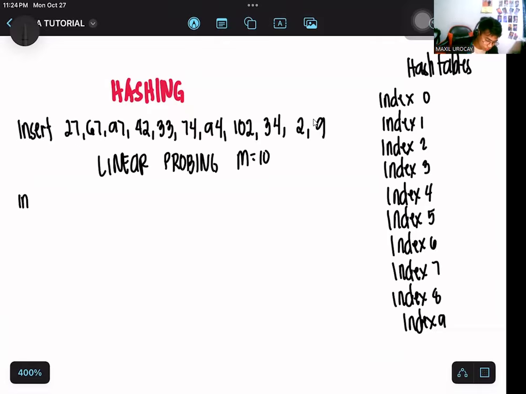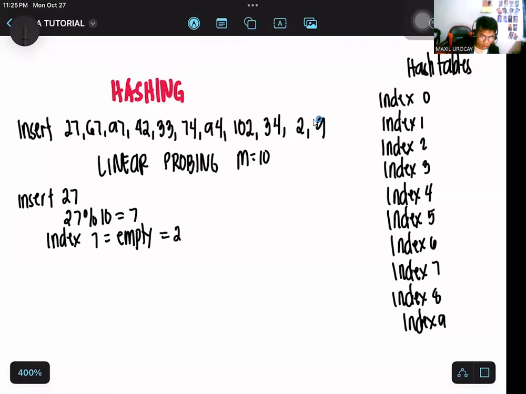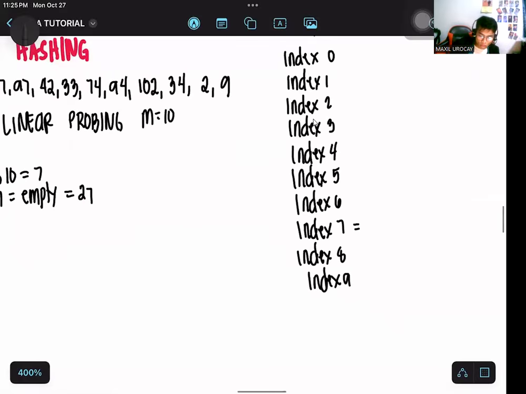So insert 27. Once we insert 27, calculating the modulo of 27 over 10. So 27 divided by 10 will become 2. 2 times 10 will become 20, minus 27 equals 7. 7 will be the remainder for this one. Now, checking the index number 7. Considering that index number 7 is empty right now, definitely we can simply allocate 27. So therefore, 27 will be here.